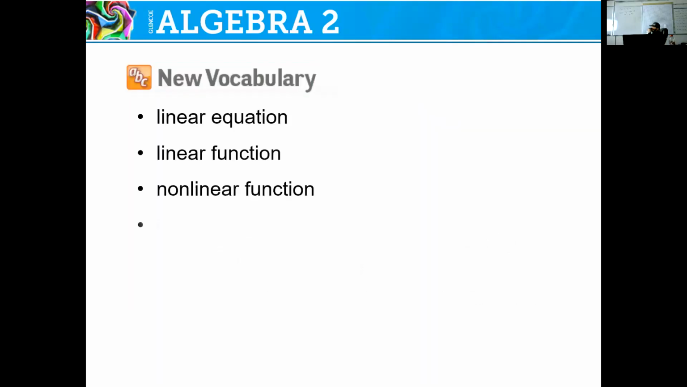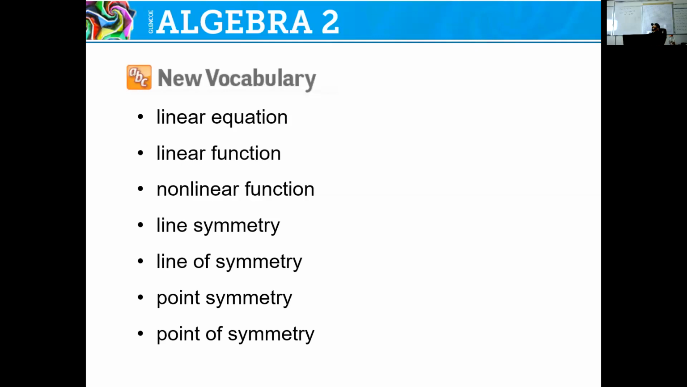So here you have your new vocabulary. You have linear equation. Simply put, it can be written in y equals mx plus b. That corresponds to a linear function. Okay, a nonlinear function is all other functions that do not fit the form y equals mx plus b.